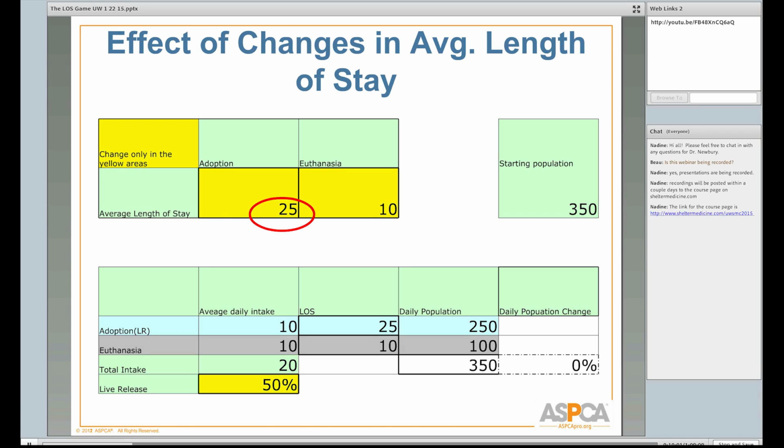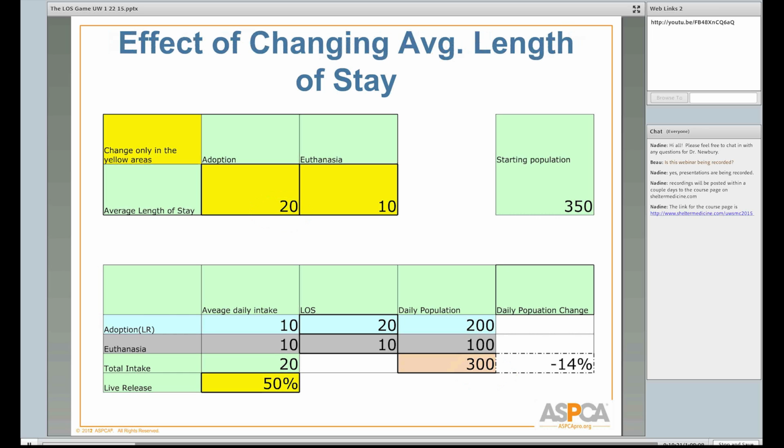And so our starting population is 350 animals. If we do something that reduces the average length of stay to adoption to 20 days from 25 days, you can see what happens: the population is going to shrink down to 300 animals, because the daily population contribution from the adoption pathway has shrunk by 50 animals. Is everybody following that? As that length of stay shrinks, the population starts to shrink too. So now we're down to 300 animals.